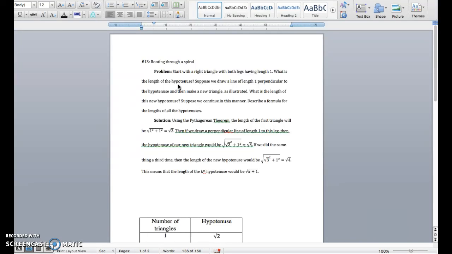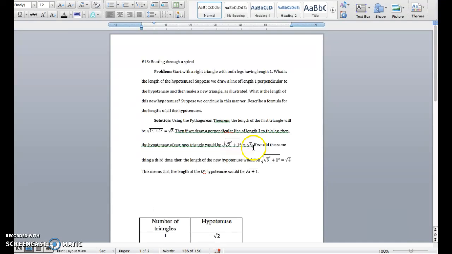So that first triangle is 1 by 1, so you can actually use the Pythagorean theorem to find the length of the first one. So that's just 1 squared plus 1 squared, and if you take the square root of that, that's just square root 2. So that means we drew a perpendicular line of length 1 to that leg. That means we have something that's square root 2 by 1, so you take square root 2 squared plus 1 squared, and then square root that. That should give you square root 3.